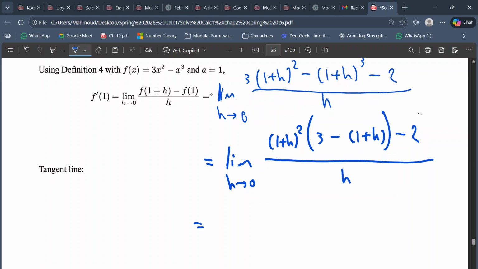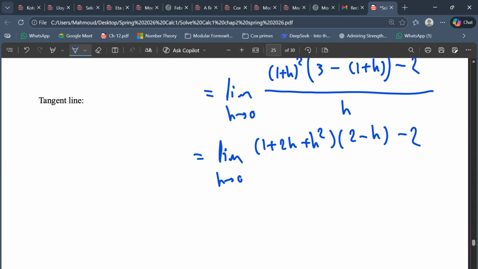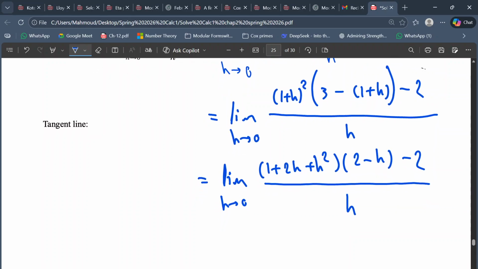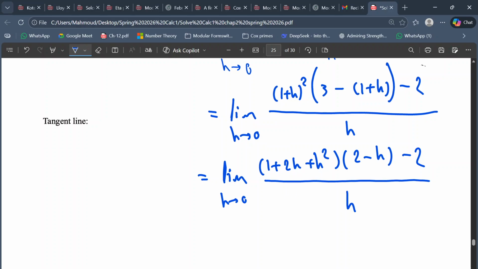Now what is (1 plus h) squared? 1 plus 2h plus h squared. Inside, what do we have inside? Minus h. Yes, I will tell you. We have 1 minus 1, right? Okay. Now we'll multiply this efficiently, okay?